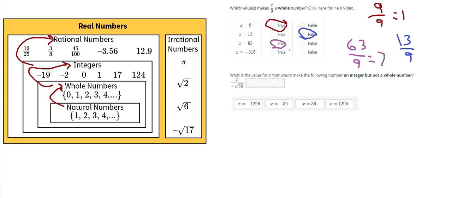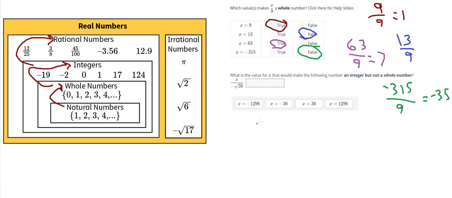And then if we put negative 315, negative 315 divided by 9, let's change the colors here. So negative 315 divided by 9 is negative 35. That's an integer, but it's not a whole number, because whole numbers are your 0, 1, 2, 3, 4, 5. It has to be a positive, or technically 0 integer there. So that would be false.